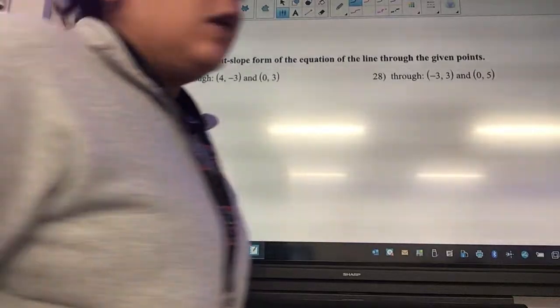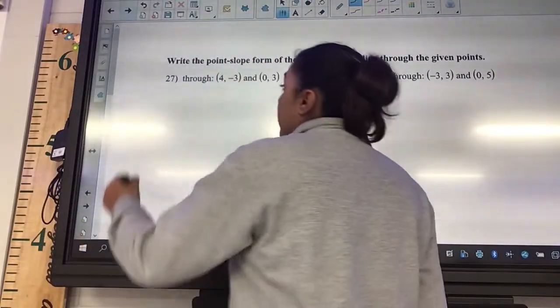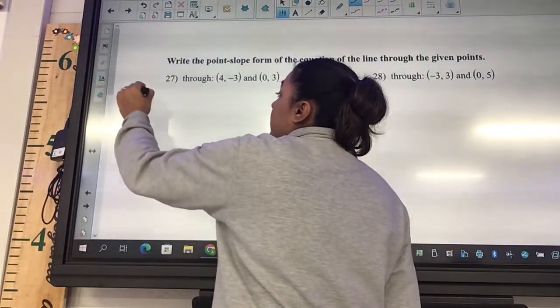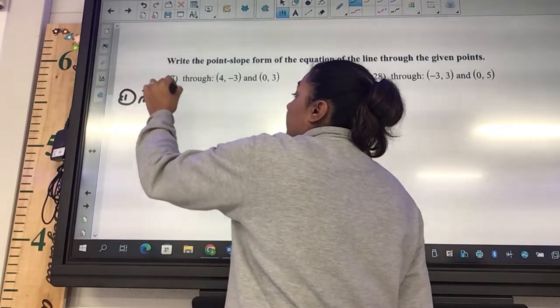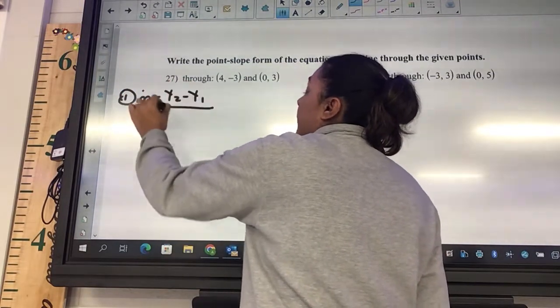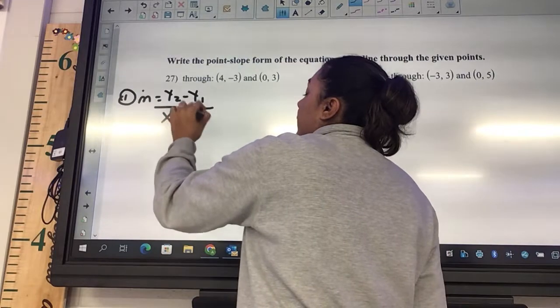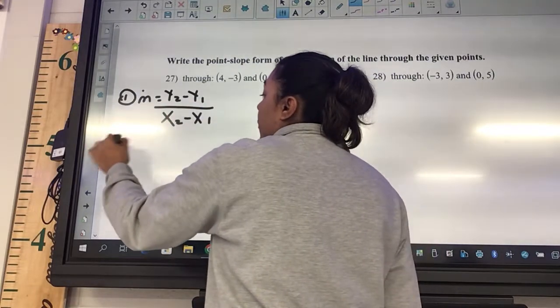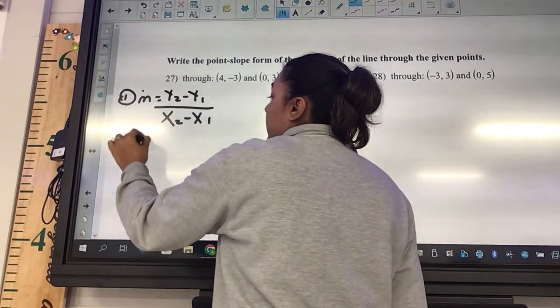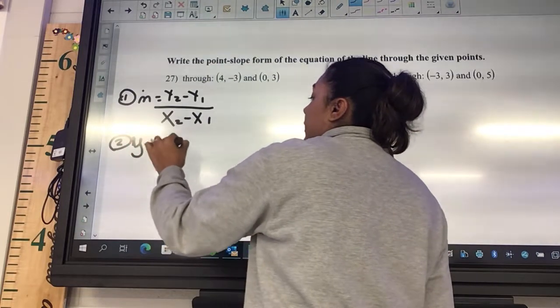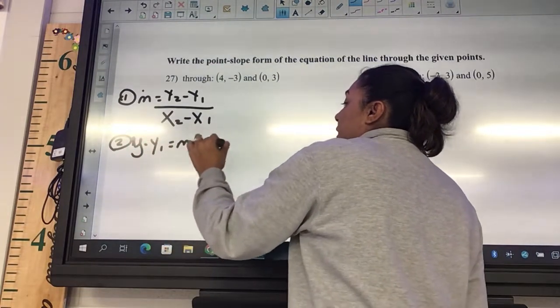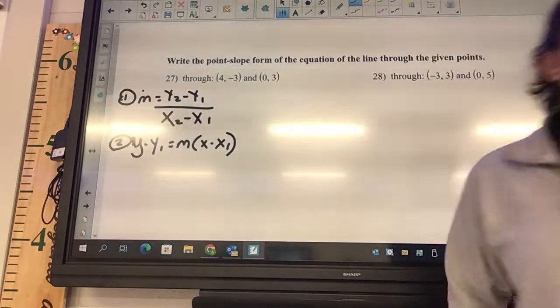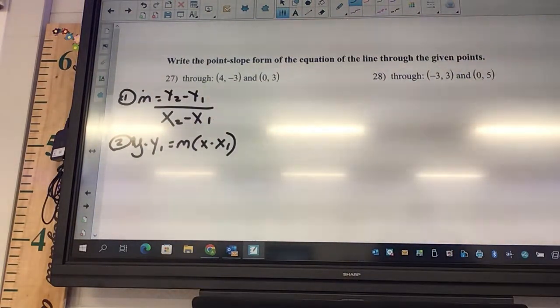Slope form. So on this one, you need two formulas, okay? The first formula you're going to use is the slope formula. And the second one is going to be the point slope, and it looks like y minus y1 equals m(x minus x1). Okay, write those down and you'll know what steps to do as long as you label.